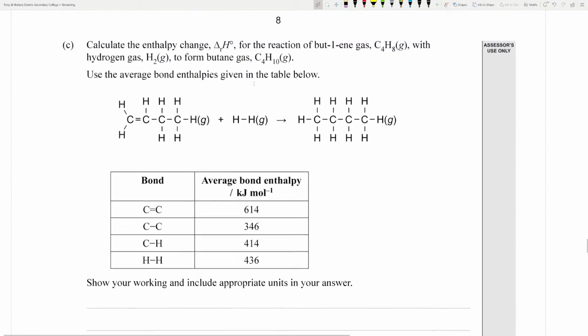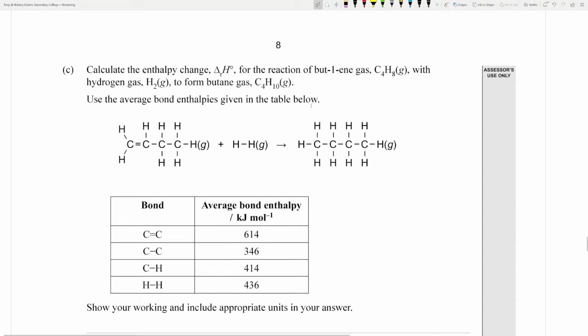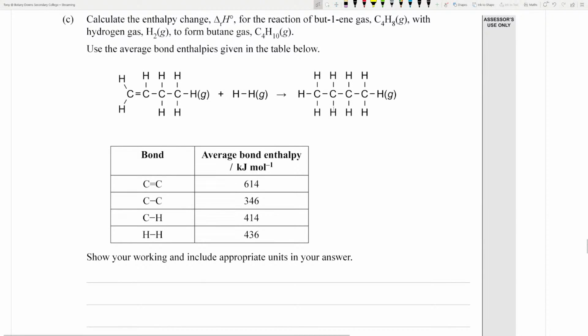Ductility, I'll just do that after I do this, right? So I'll just go through. This is the last question on this paper.